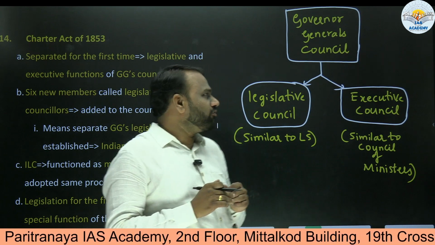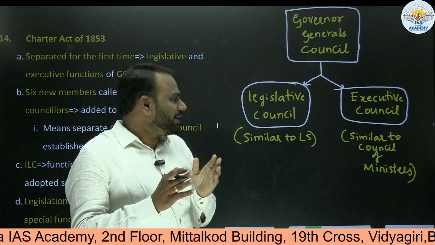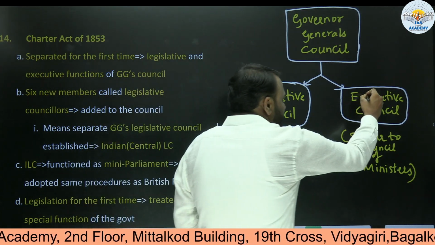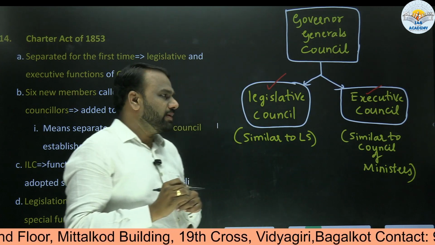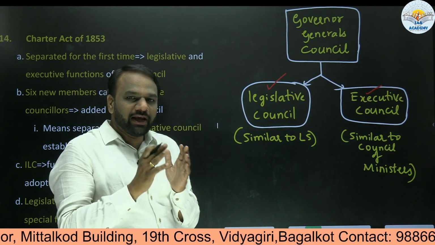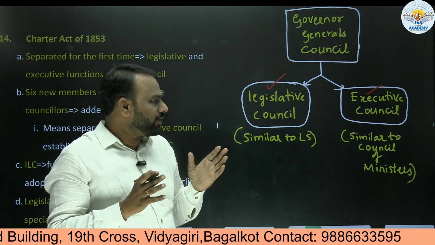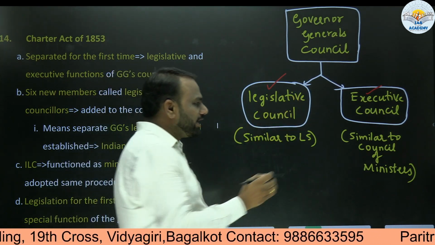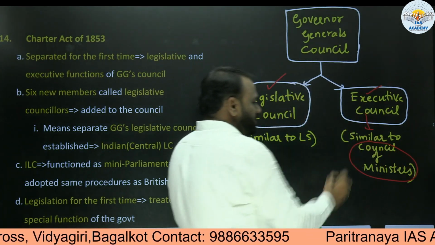So what was the division of power? The Governor General's Council was split into two parts. One was called the Executive Council and the other the Legislative Council. We cannot make an exact comparison to the present day scenario, but just to make our understanding easier, the Executive Council can be compared to the present Council of Ministers headed by the Prime Minister.